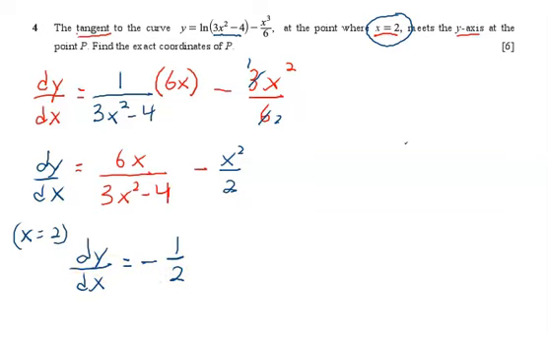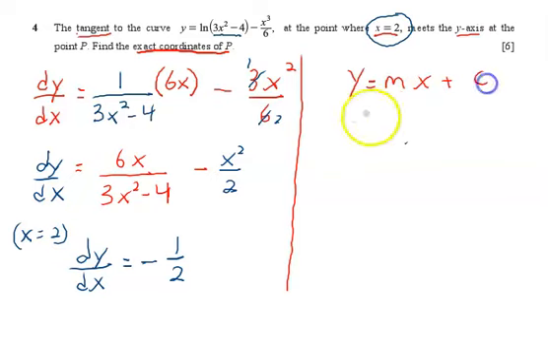Now if you look at the question, they're asking us to find the exact coordinates of point P. In order to do that, we have to get the equation of this tangent line. To get the equation of the line, we just use y equals mx plus c. The m we already have, which is negative 1 over 2. The x we already have, which is 2. So we need to find the y. How do we find the y?